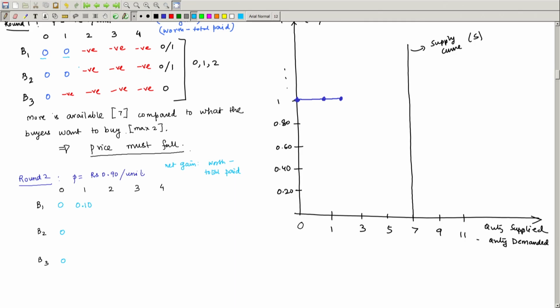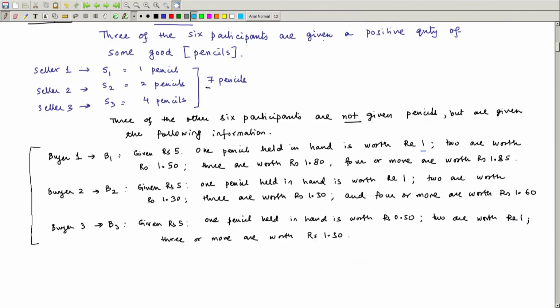So, let us go back again to the data here. If he buys 2 pencils, they are worth 1.5. Now, for each pencil he pays 0.9. So, for 2 pencils he will pay 1.8, 2 times 0.9. They are worth 1.5. So, 1.5 minus 1.8 is going to be minus 0.3. So, his net gain becomes negative. So, buying 2 pencils is not a very good strategy for buyer 1.